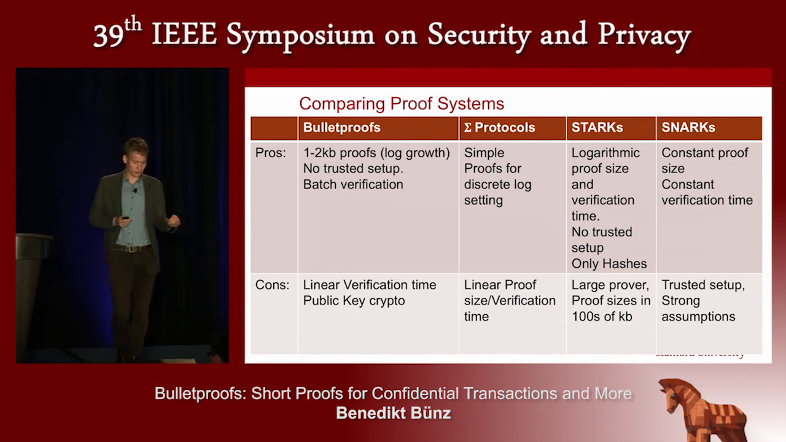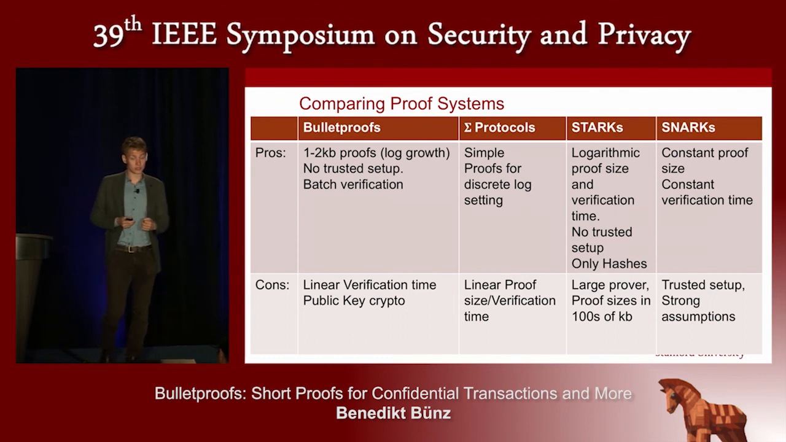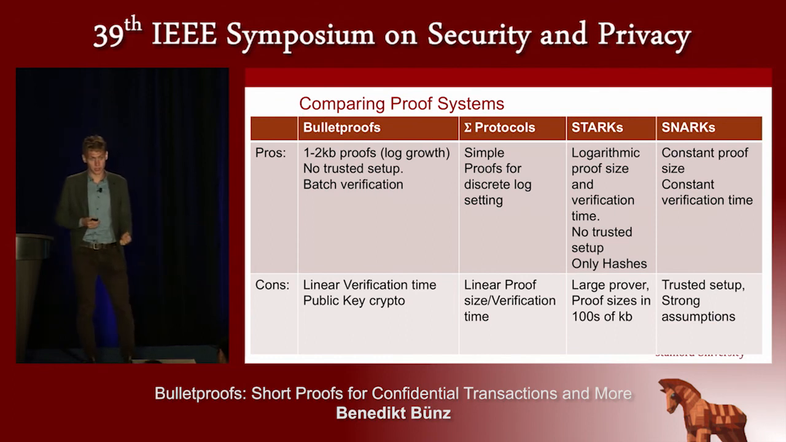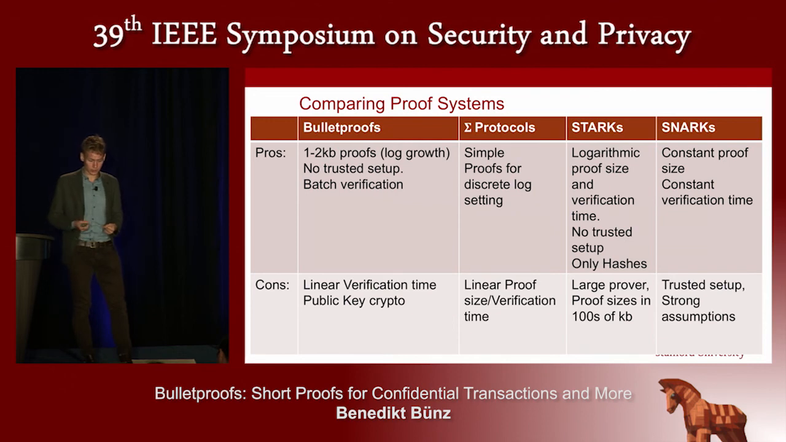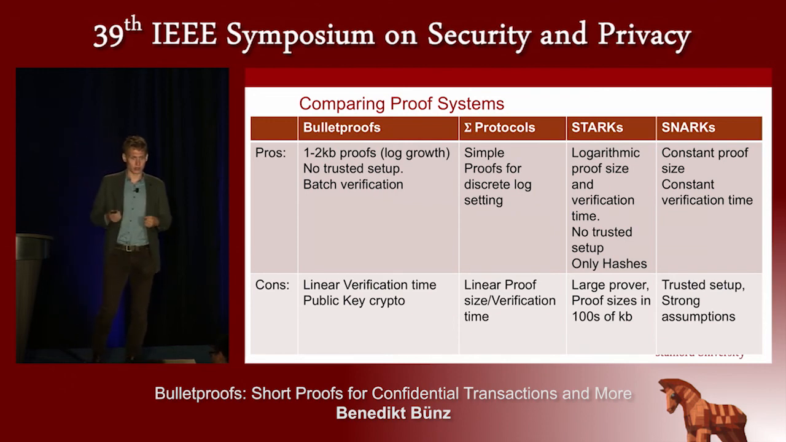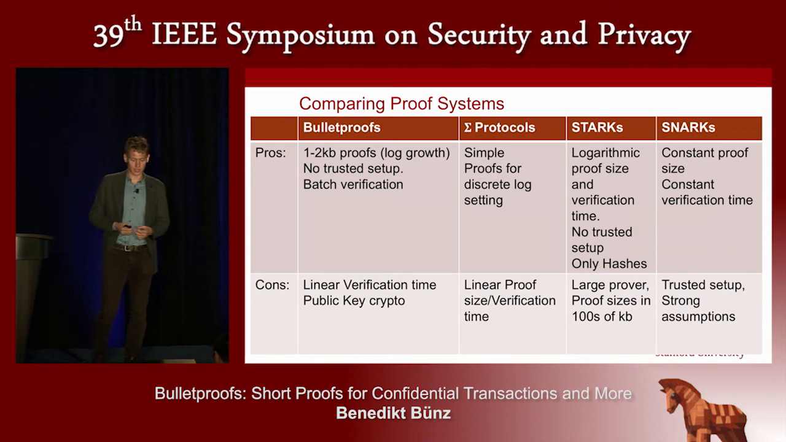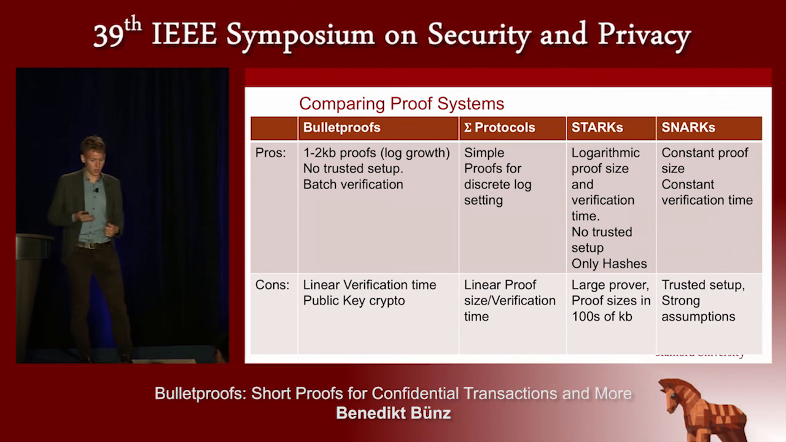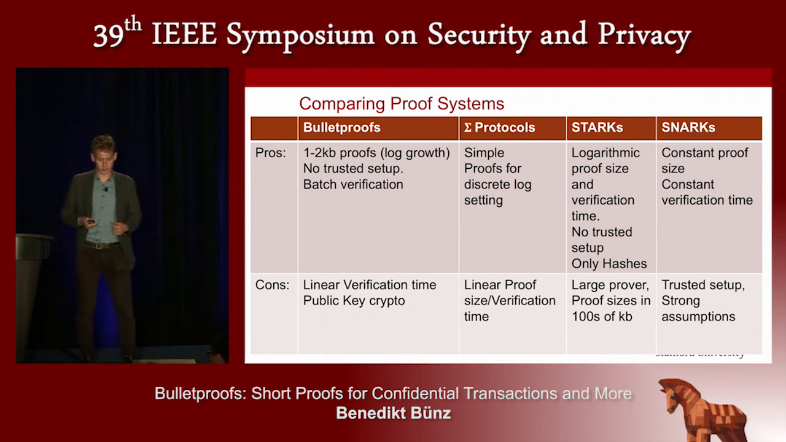The core properties of Bulletproofs, where it improves, is that these are really short proofs with no trusted setup. The downside, though, is that it has a linear verification time. So for really large circuits, the verification time will get prohibitively large. And it uses public key crypto, which means discrete log-based crypto, which means that it is not secure against quantum computers, unlike something like a STARK, which has other downsides like larger proofs in practice.